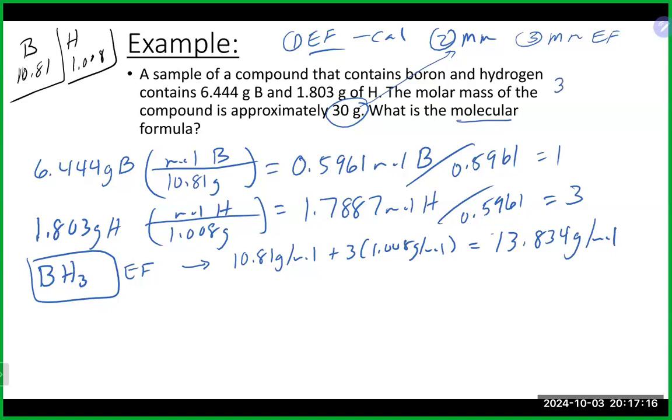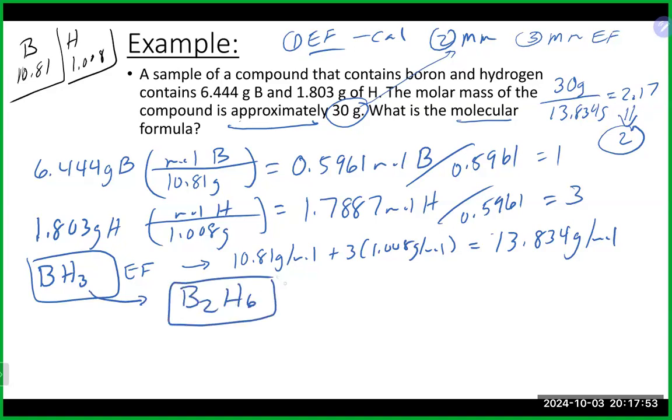So we take the 30 grams, which is our approximate molar mass, divided by 13.834 grams. Not going to times it by 100. So 30 divided by our answer there gets us something like 2.17. As I mentioned before, you could be a little more liberal here in the rounding, and round that to 2, as the molar mass given to us was approximate, not the exact number. So we would multiply this by 2, and that would give us B2H6 as our molecular formula.